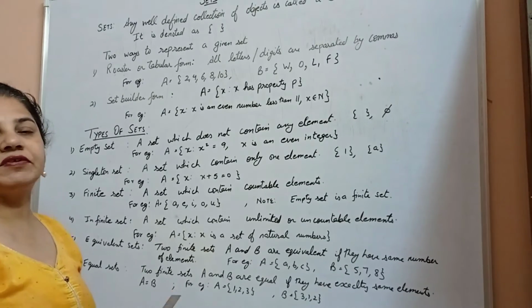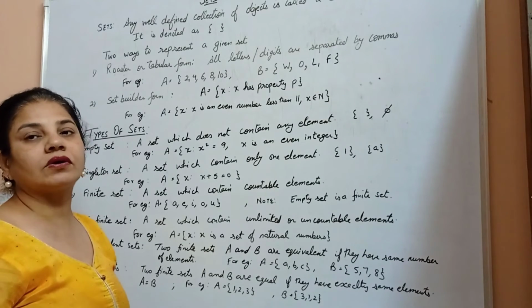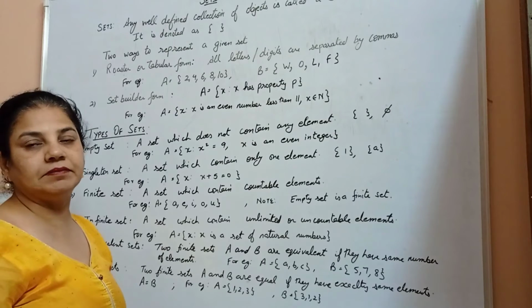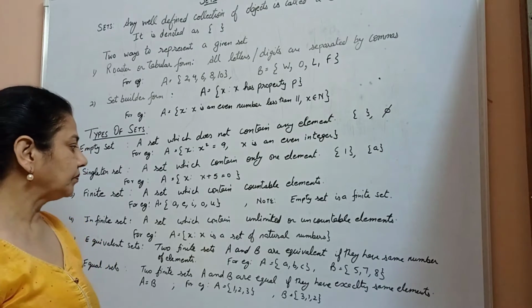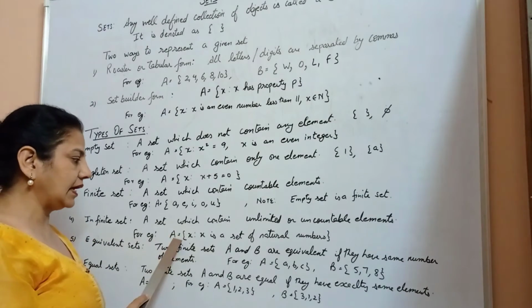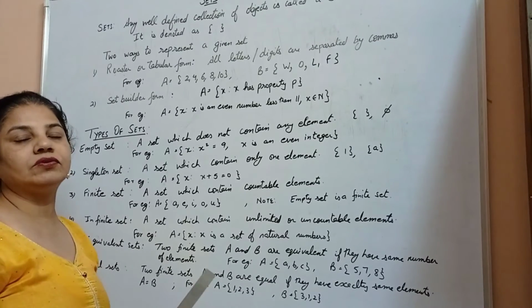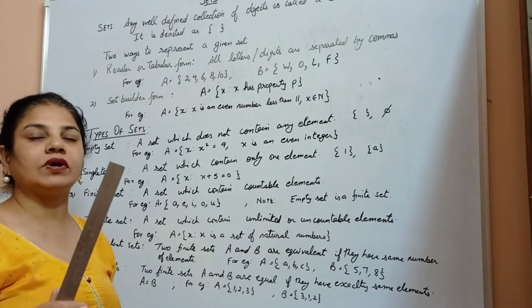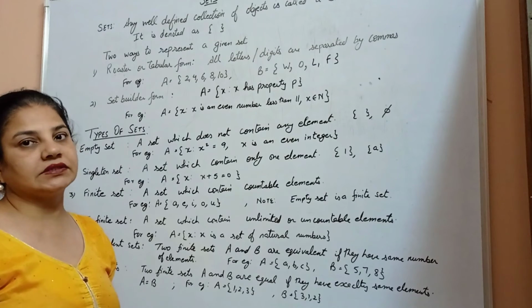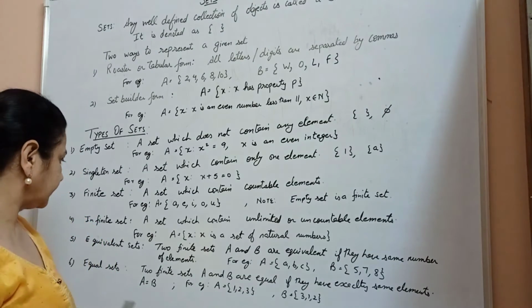Infinite set: a set which contains unlimited or countless elements is called an infinite set. For example, A is equal to X such that X is a natural number. We know that natural numbers start with 1, 2, 3, 4, and so on, and there is no limit. It is an infinite set.